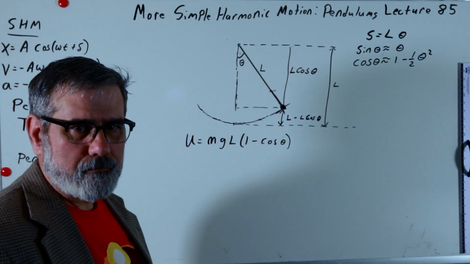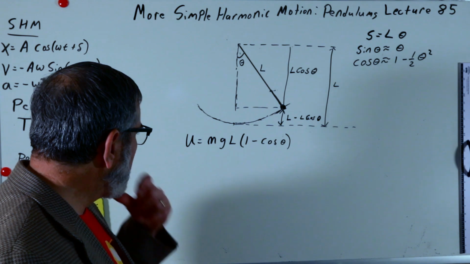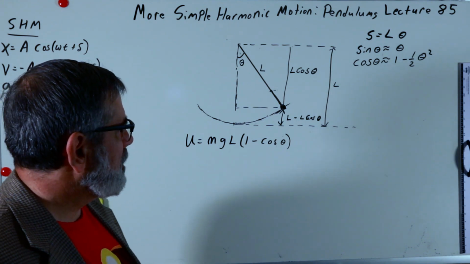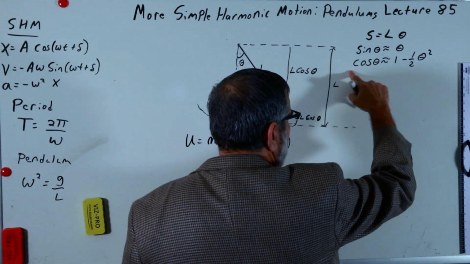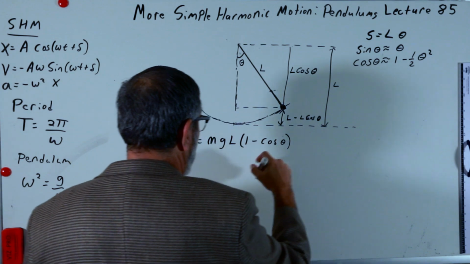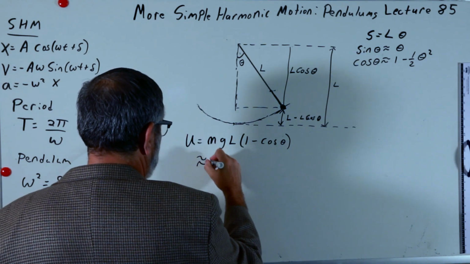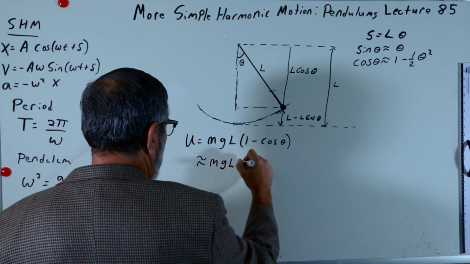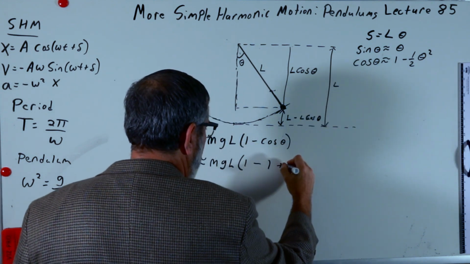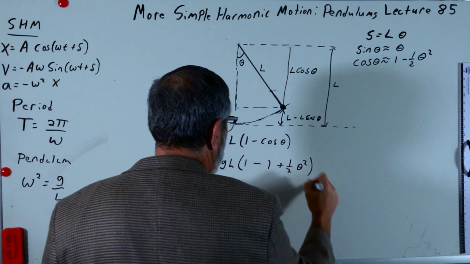And this is where we're going to use that small angle approximation I talked about. This is the small angle approximation for the cosine. So if I substitute that in here, then we get that this is approximately mgL times 1 minus 1 minus a minus is plus 1/2 theta squared.